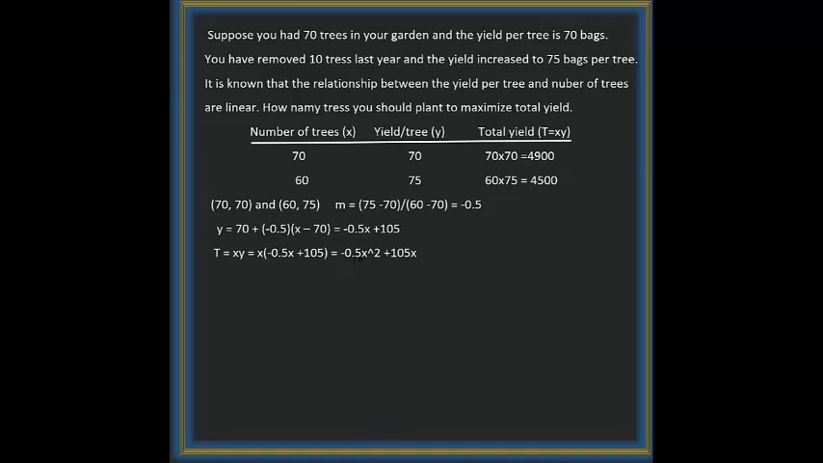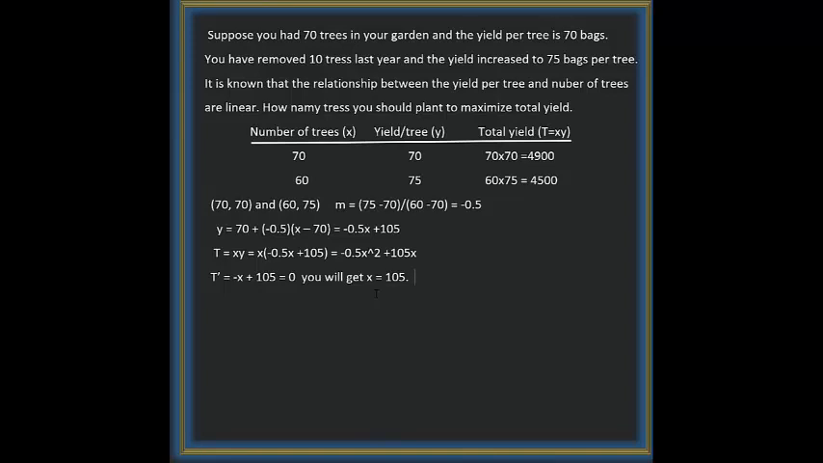So this is my total yield function. So if you want to find the maximum yield, either you graph this one and find the maximum value, or you take the derivative. Okay. So now when you take the derivative, you see that 0.5 times 2x will give you just 1x. So write negative x plus 105 and set equal to 0. You will get x equals 105. So for maximum yield this year you need to have 105 trees in the garden.